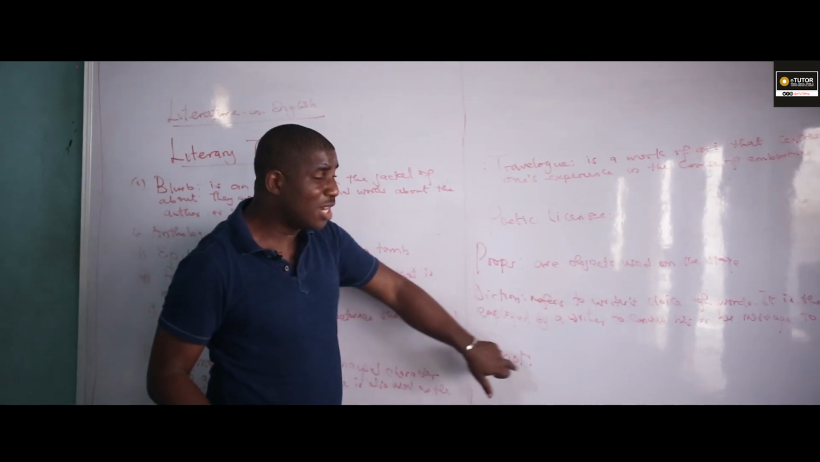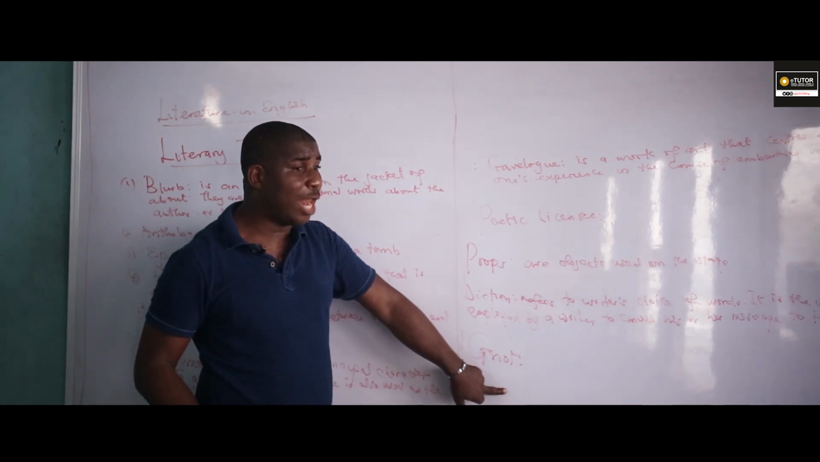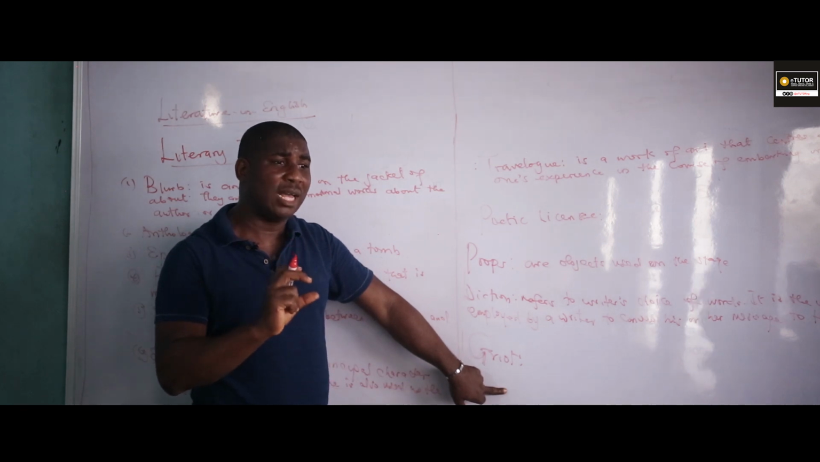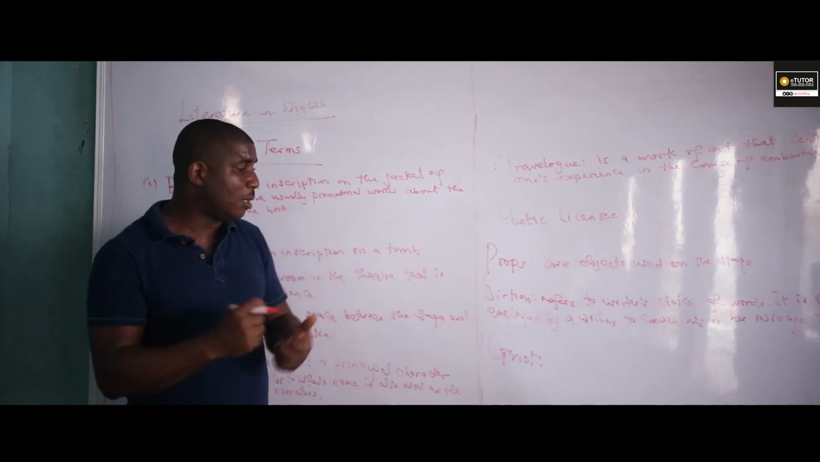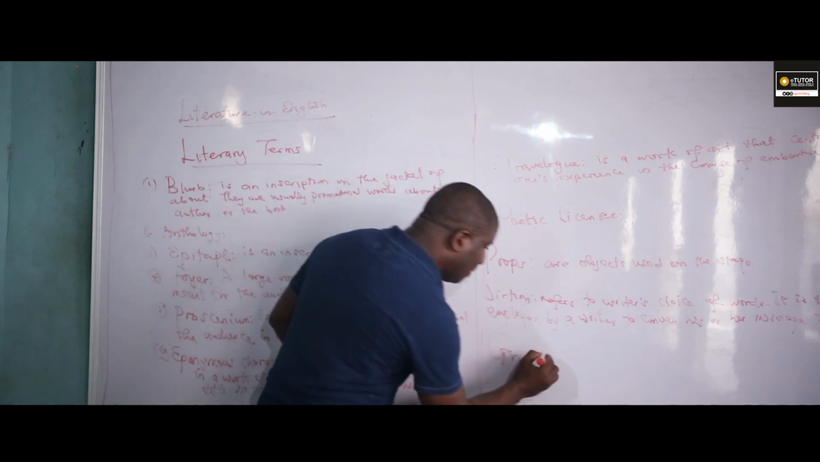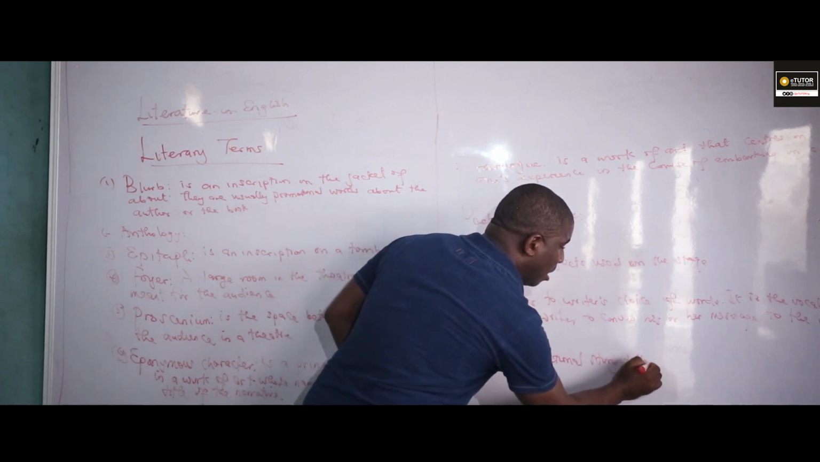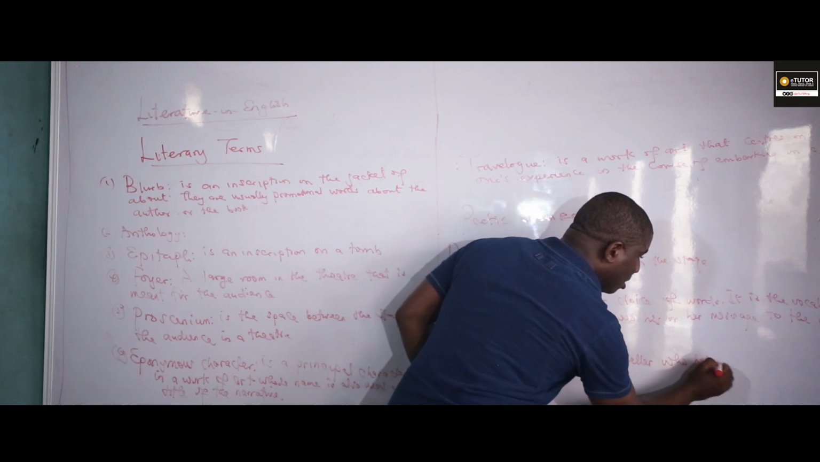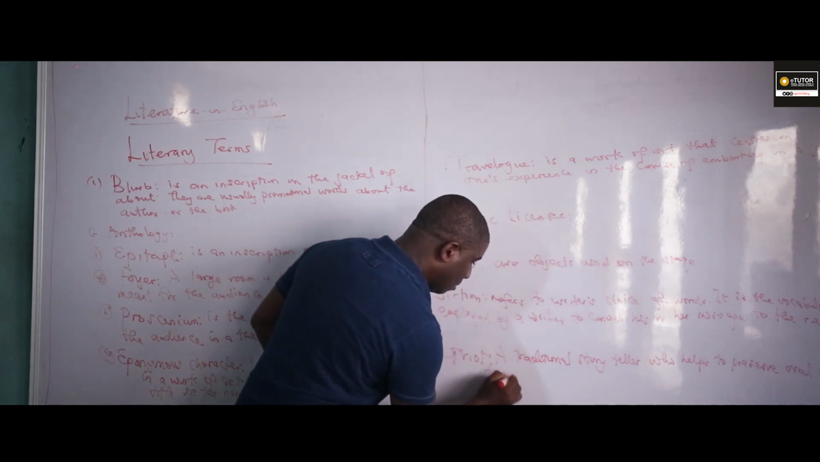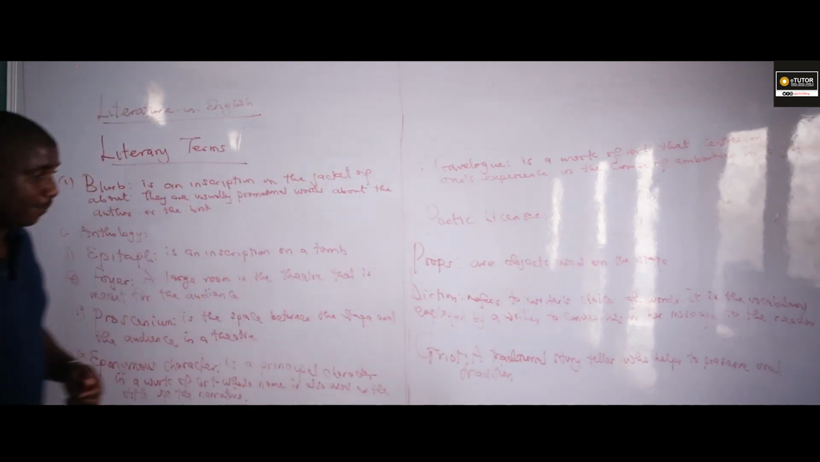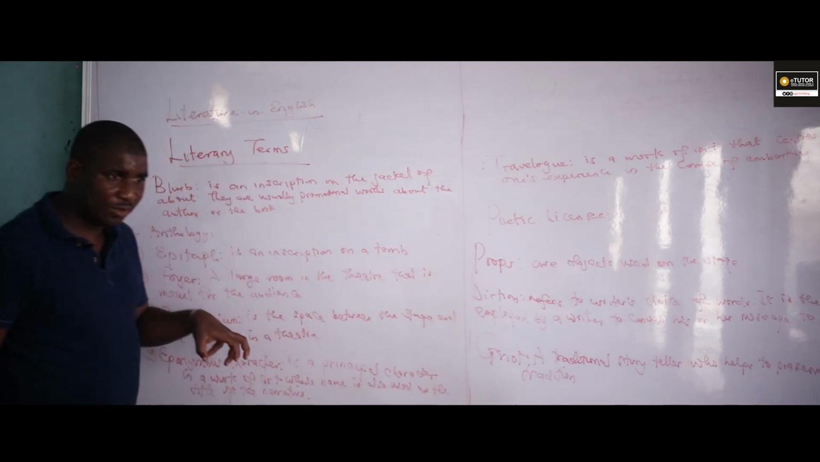Who is a Gertz? A traditional storyteller who helps to preserve oral tradition. Have you watched this program, Alo Yagba? There's a program called Alo Yagba, anchored by an old woman who has a facial mark. So that woman is what? A Gertz. So a Gertz is a traditional storyteller who helps to preserve oral tradition. Do I seem to be communicating? Yes, sir.